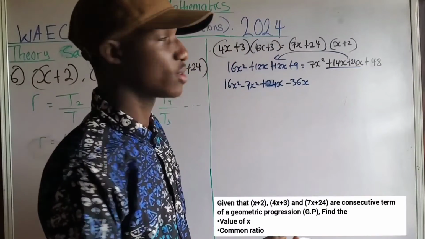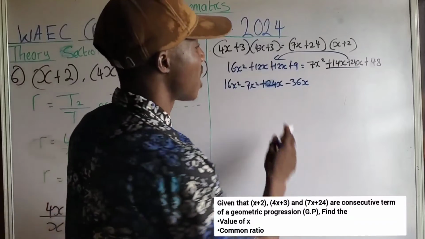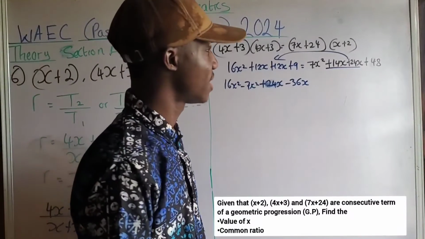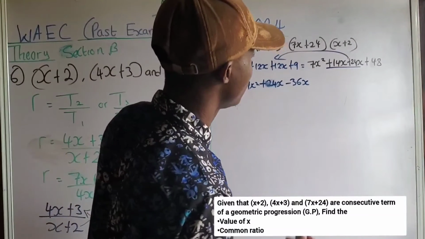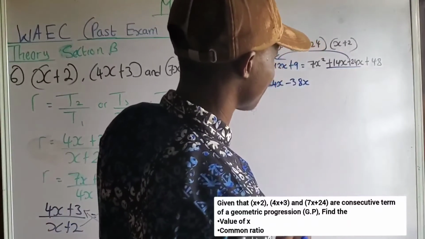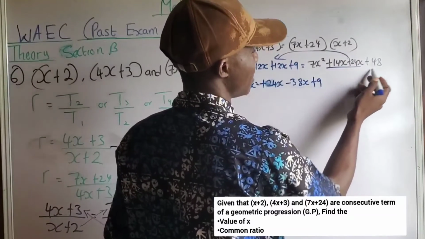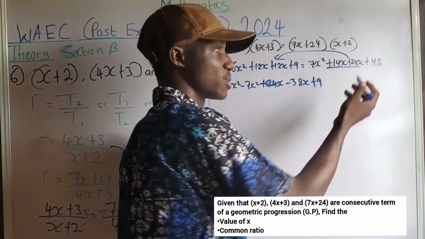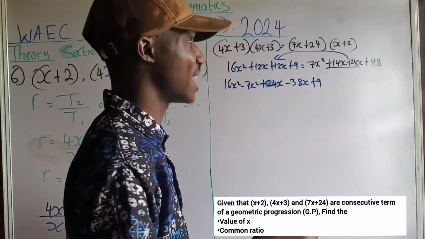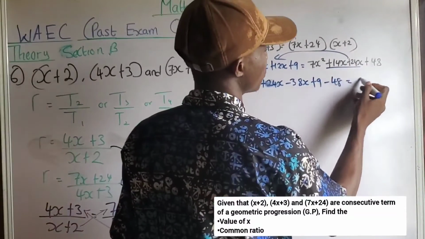And because I have to take all this to the left hand side of the equation, I'm going to have negative 36x. Do you understand? Okay. Oh, this will be plus, negative 38x. Then for the last one, we have plus 9, and then we have plus 48. If this plus 48 crosses the equals to sign, we are going to have a negative. So I'm going to have minus 48 equals to 0.